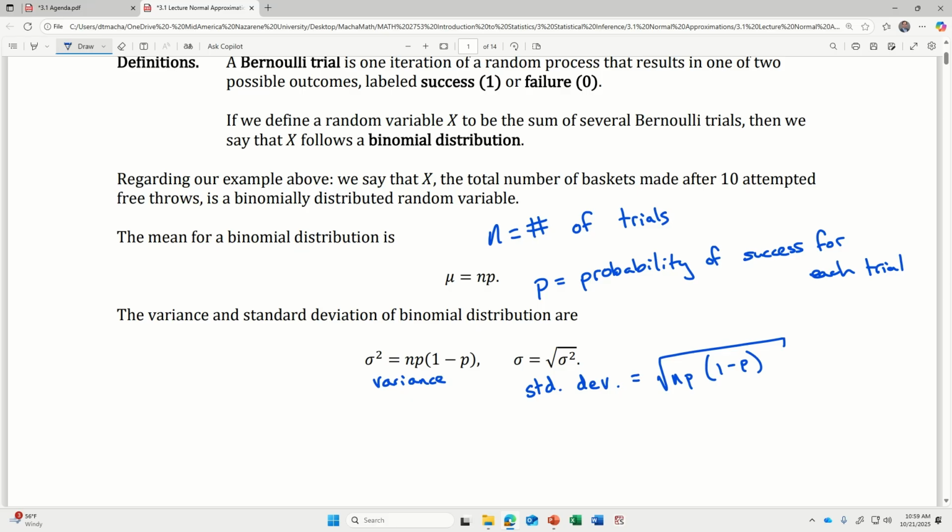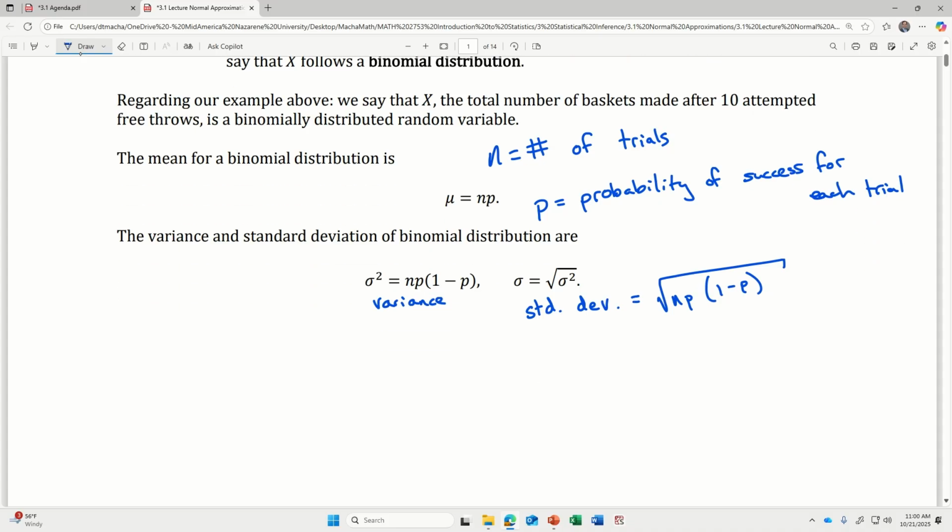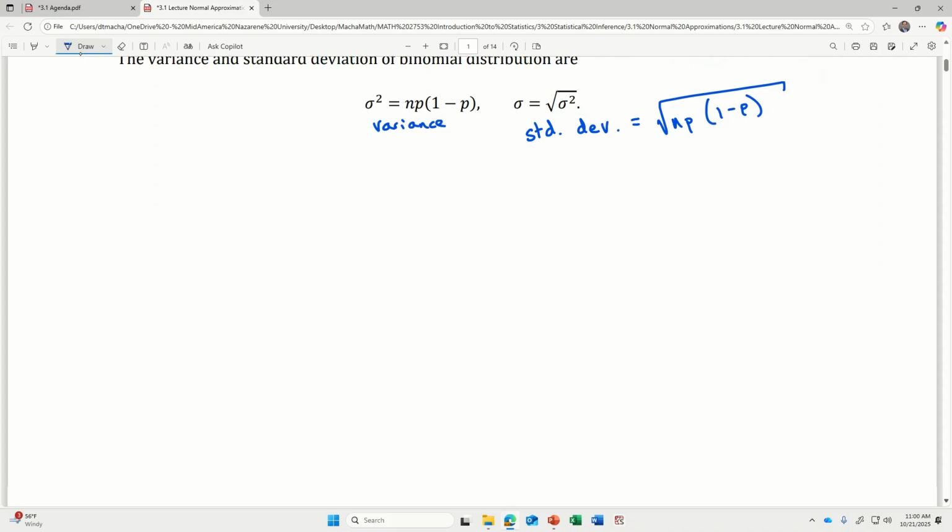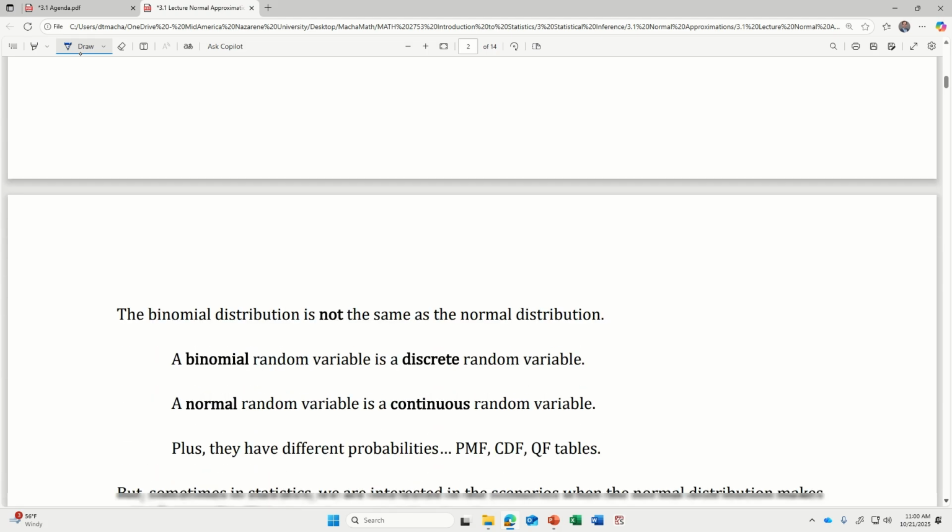If you love statistics, you can always take a class here called mathematical statistics, and we would actually go through the explanation for why the variance is n times p times 1 minus p, but this is just an intro class, so we're just going to learn the formulas and then we're going to use them. We're not going to discuss why here.